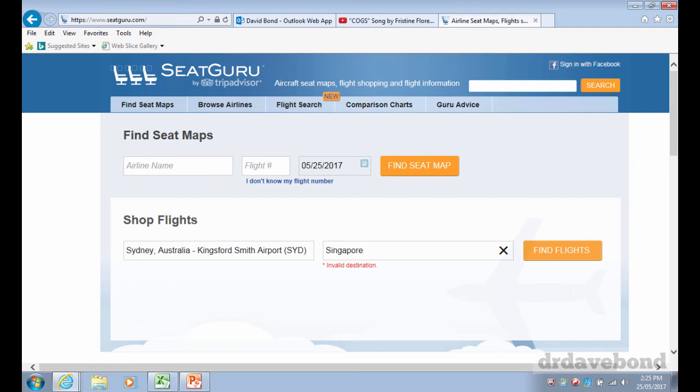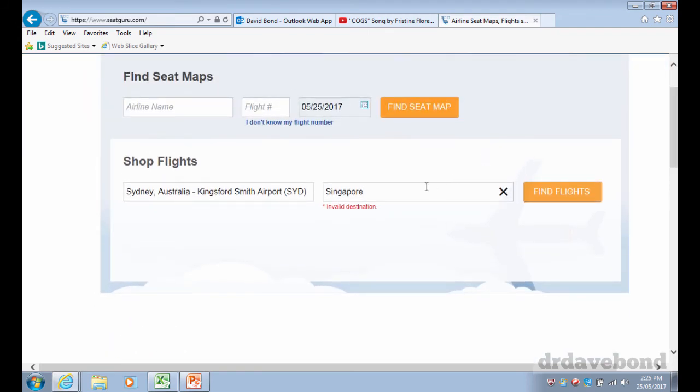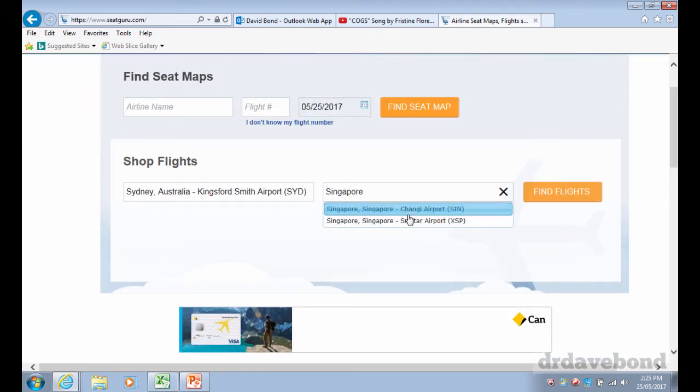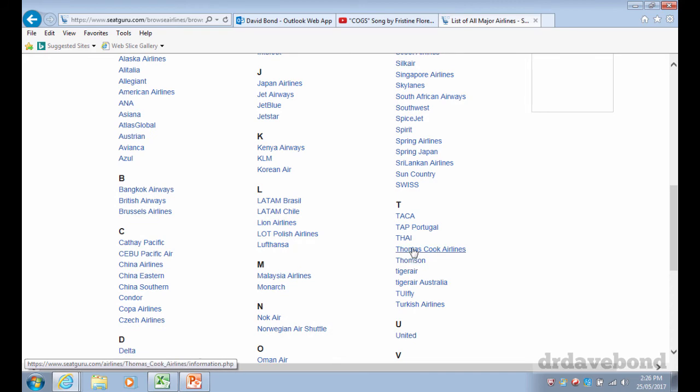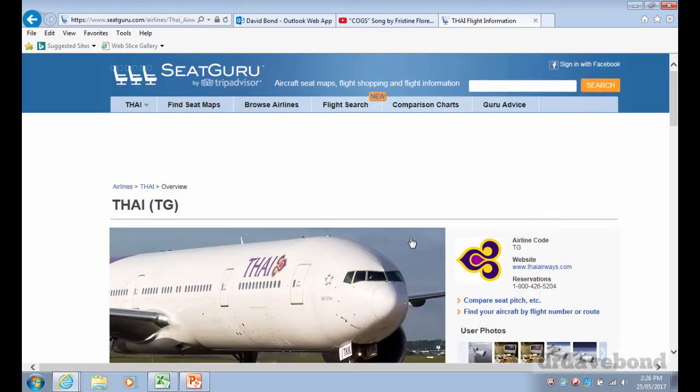That's an invalid destination. What? Does it need to wait till it's kind of, there we go. Find flights. There's a reason for this. Should have pre-baked it, but it's only a moment.